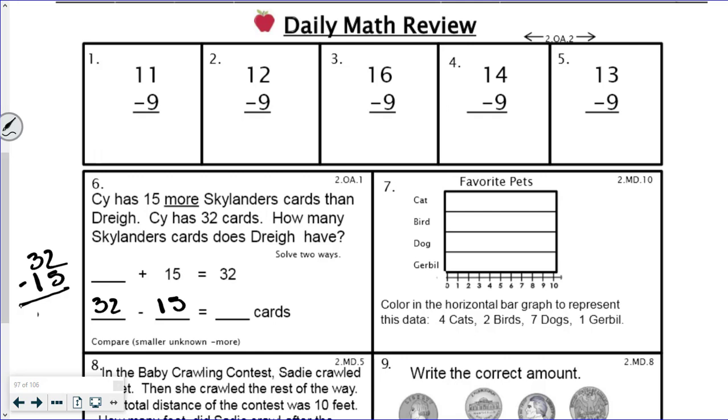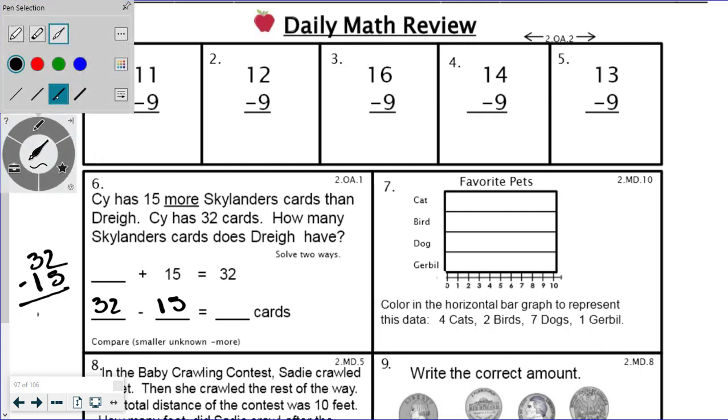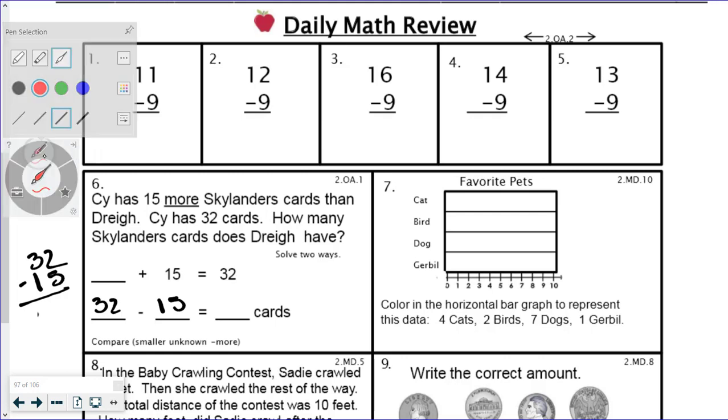Number 7, we have a graph for favorite pets. So it says color in the horizontal bar graph, which is this. They're horizontal, they're going this way, to represent this data. So there's 4 cats, 2 birds, 7 dogs, and 1 gerbil. So I'm going to help you with the first one. So we're going to use color. I'll go with red since that's my first color.